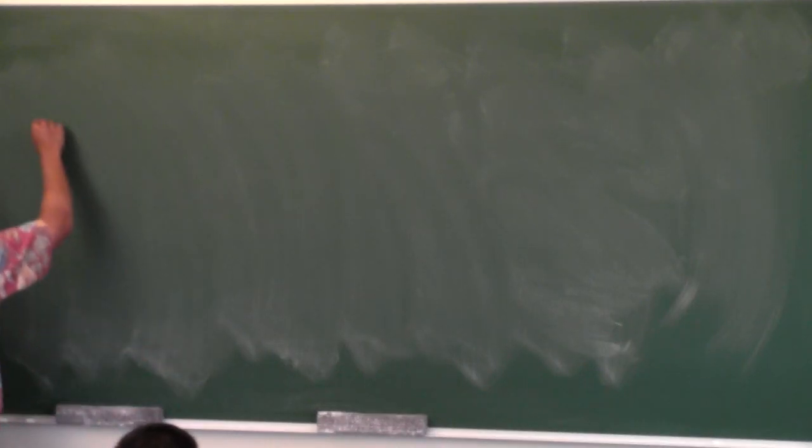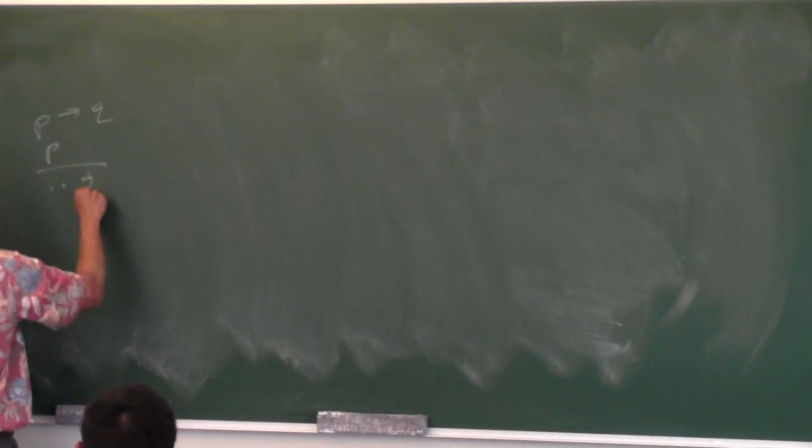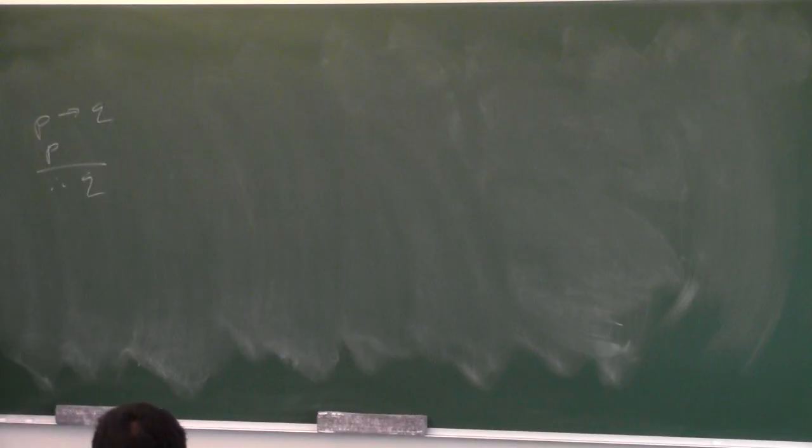If the conjunction of the premises implies the conclusion is a tautology, then the argument is valid. Right? Yes or no? Okay, so there are several terms you need to know there. Let's go back to modus ponens. P implies Q, P, therefore Q. I already showed you the first way on how to show that it's valid.